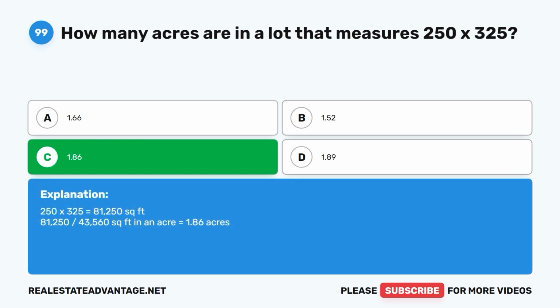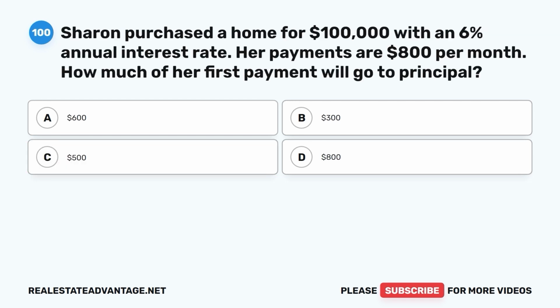250 times 325 equals 81,250 square feet. 81,250 divided by 43,560 square feet in an acre equals 1.86 acres. Question 100. Sharon purchased a home for $100,000 with a 6% annual interest rate. Her payments are $800 per month.